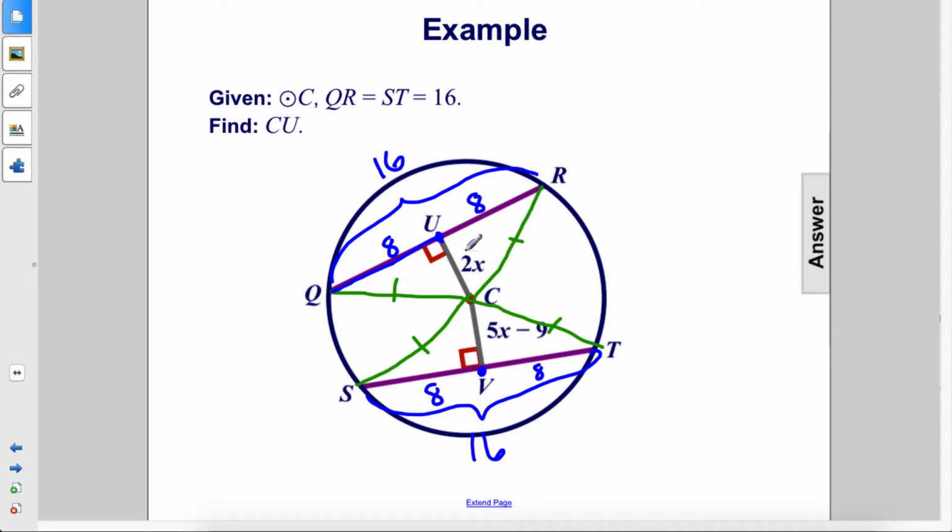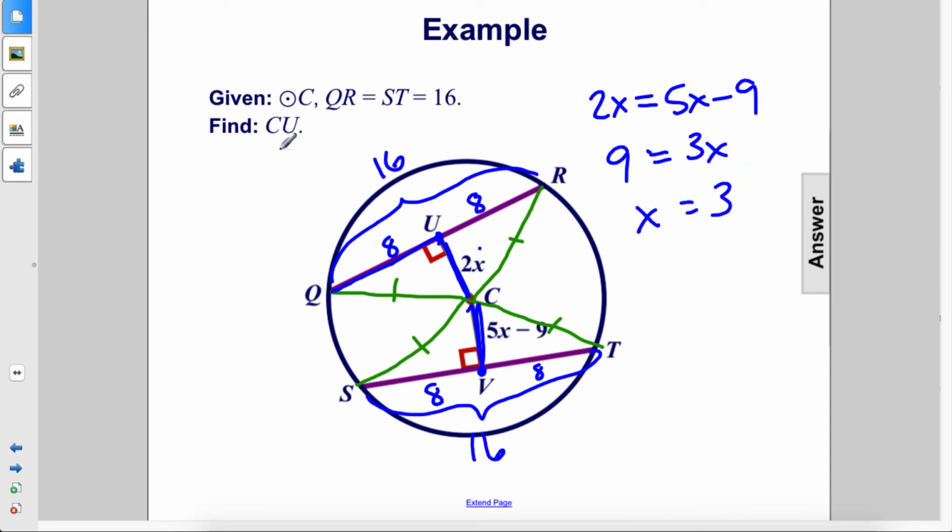And because corresponding parts of congruent triangles are congruent, we know that this side here is congruent to this side here. Therefore, we can set them equal to each other. 2x equals 5x minus 9. So let's subtract 2x from both sides and add 9 to both sides. So that becomes 9 equals 3x. Therefore, x equals 3. So we're trying to find CU, and CU is 2x. So 2 times 3 equals 6.